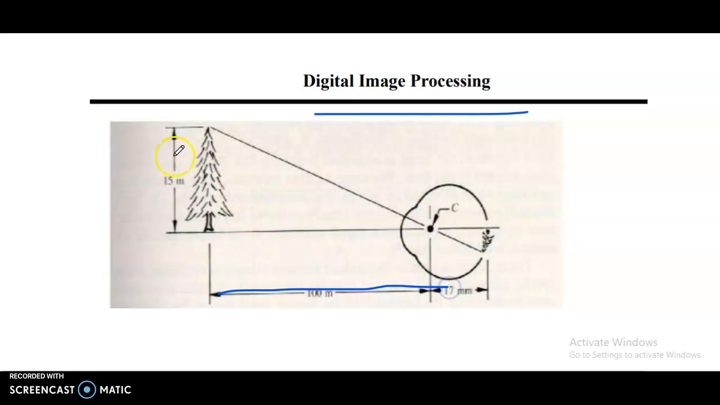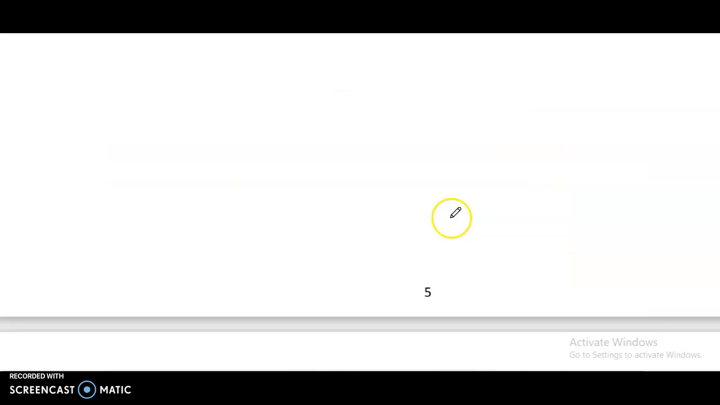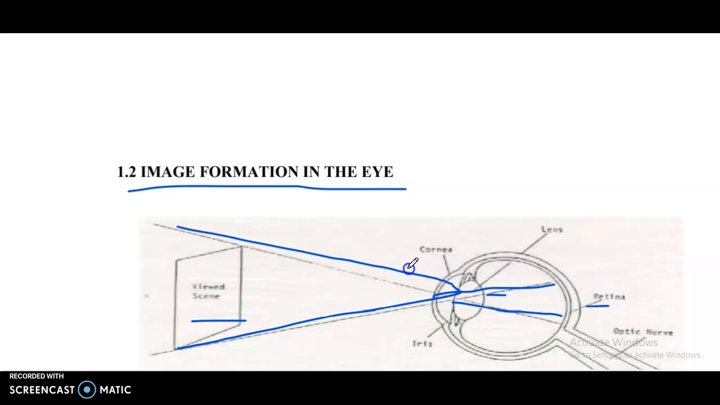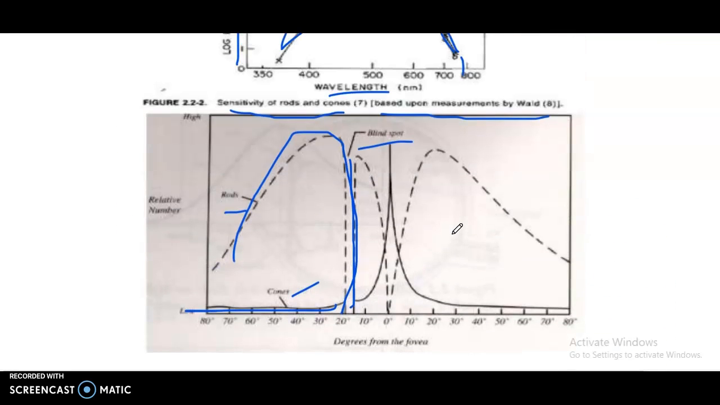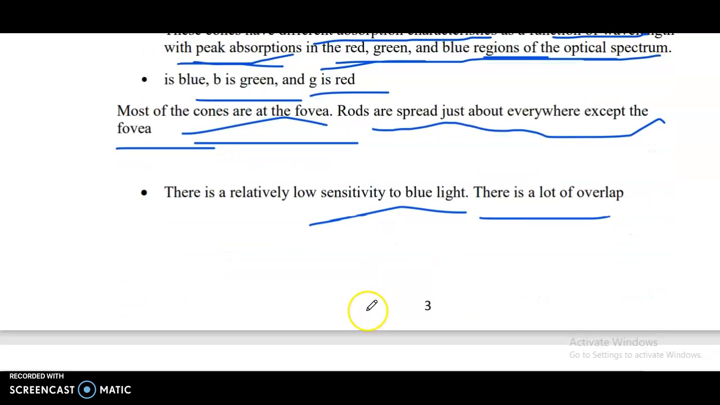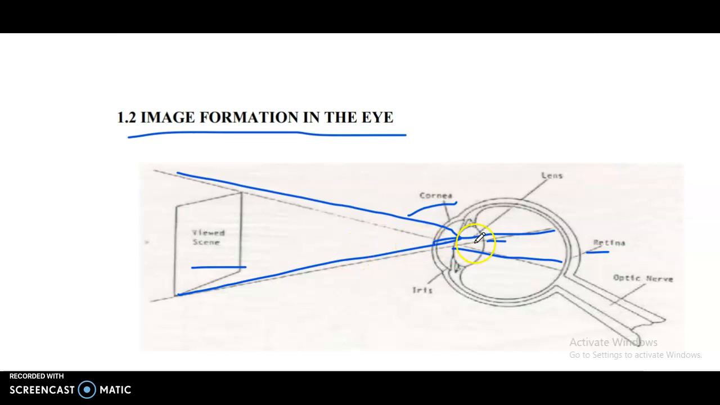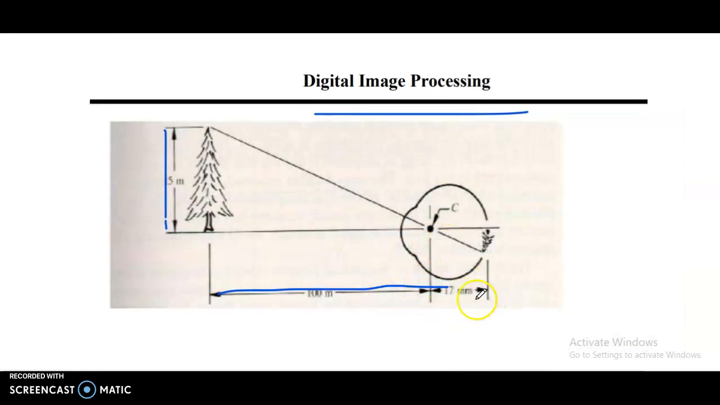For example, a tree 15 meters in height at a distance of 100 meters. Here it is straight, the tree is straight, and here on the retina the tree is opposite. Inversion.